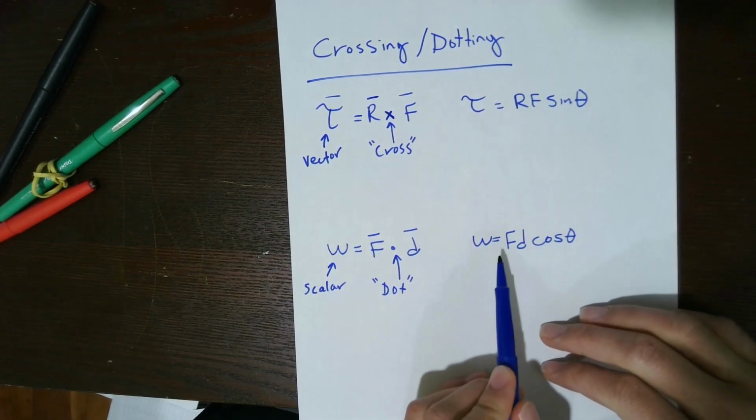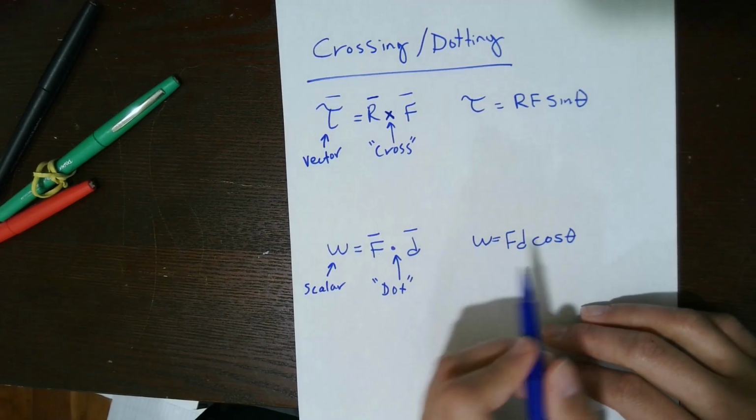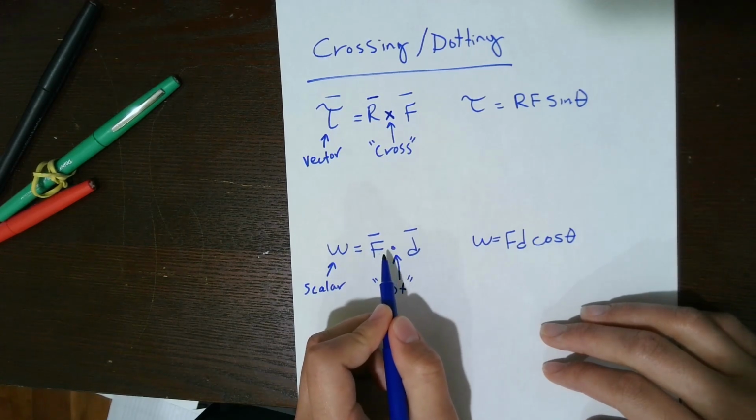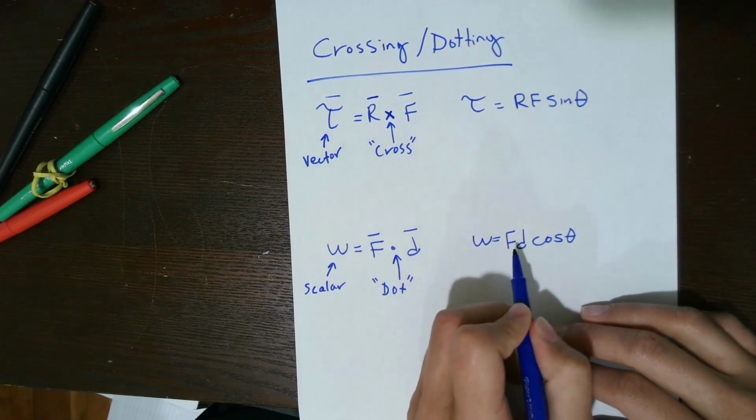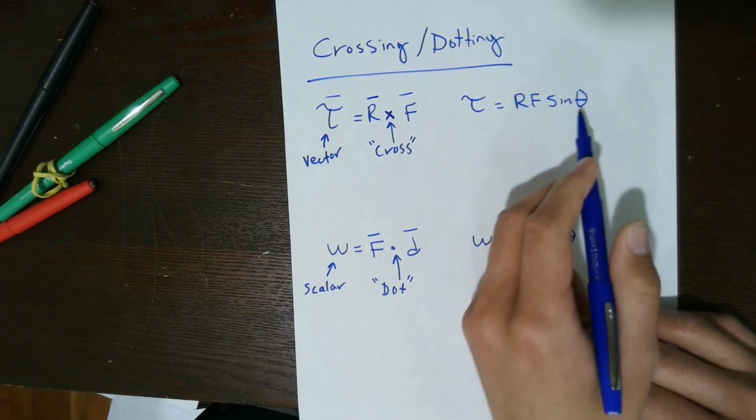So notice here we took the bars off the letters because these are no longer vectors. We basically took the vectors and we only took their number value. We're ignoring their direction here. And we're adding in a cosine or a sine.